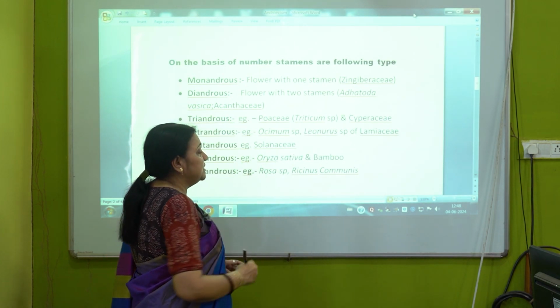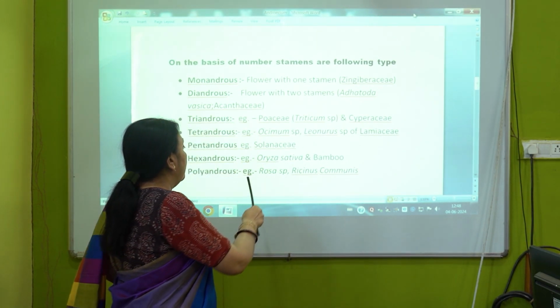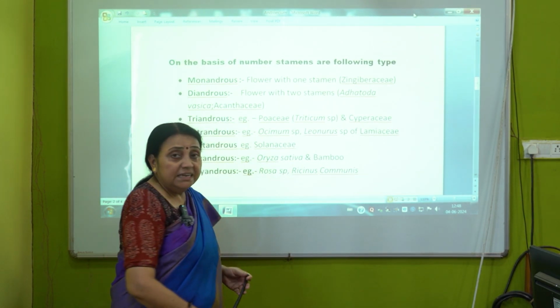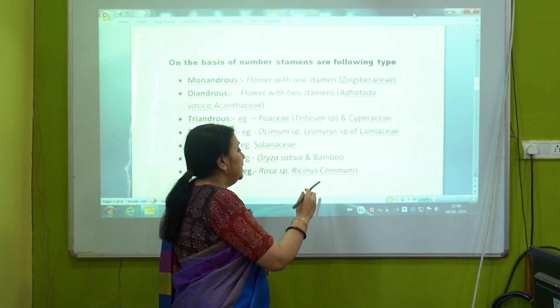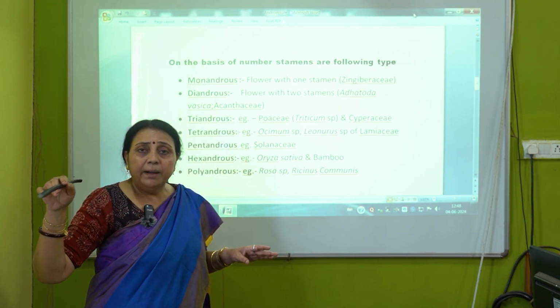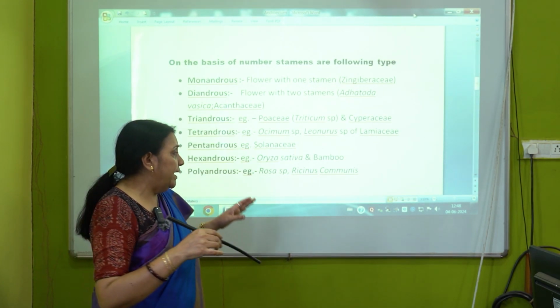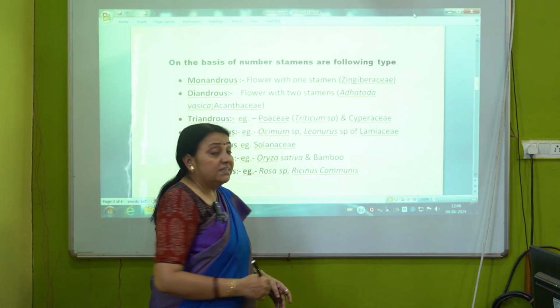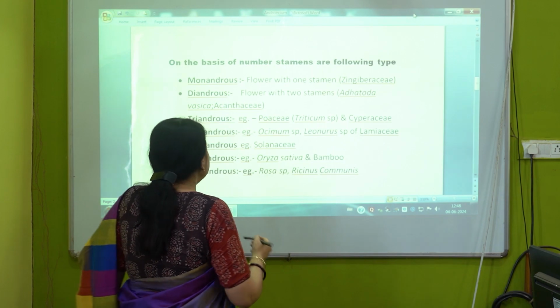And polyandrous type of stamen is found in Rosa as well as Ricinus. Ricinus, all of you know, is very common in the surroundings, in the district of Bankura and adjoining places. That is commonly known as Redi. Next.